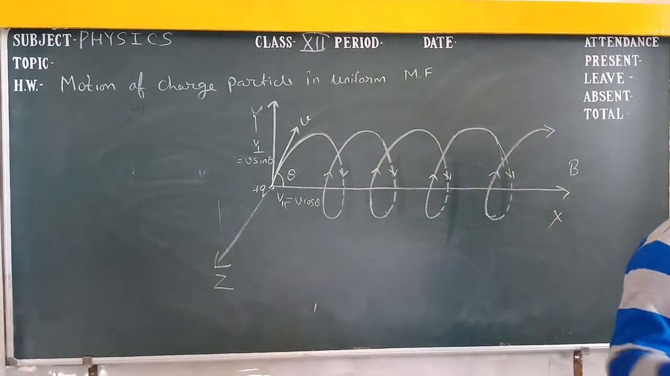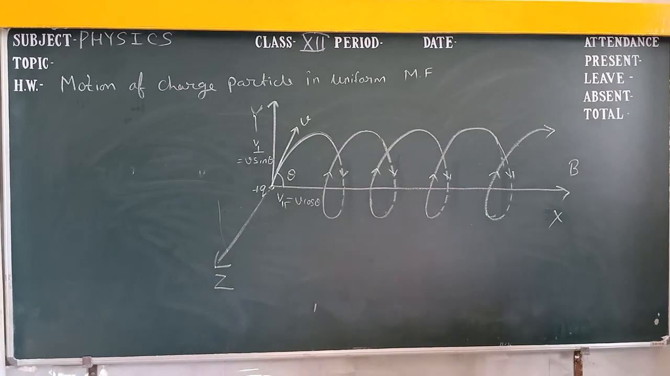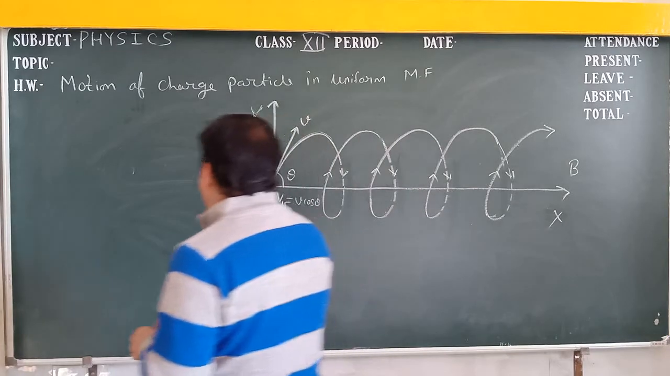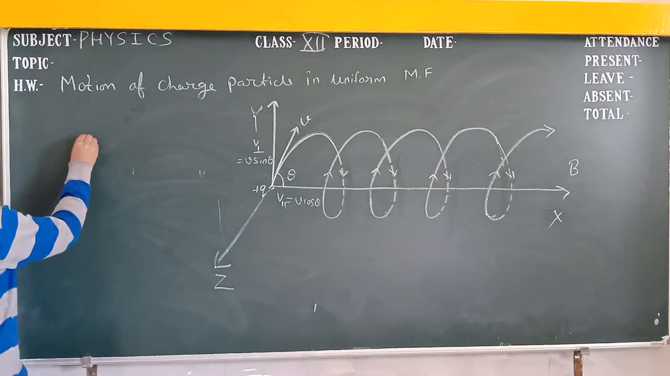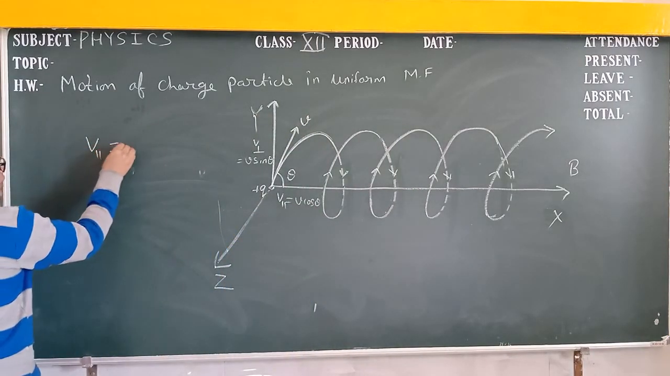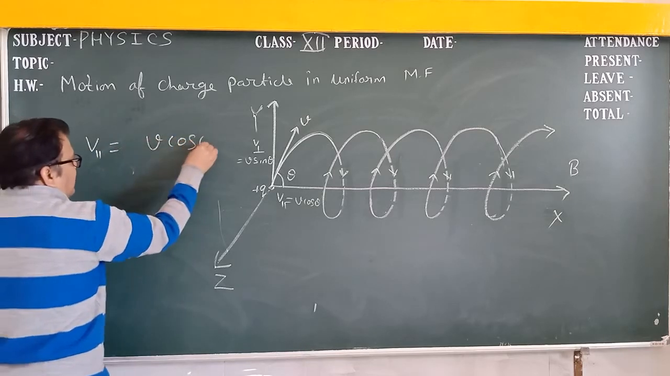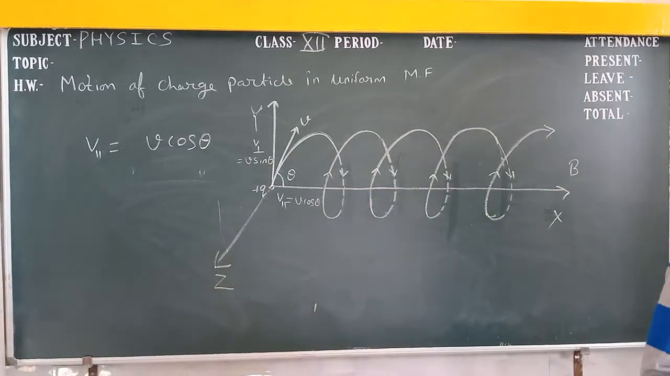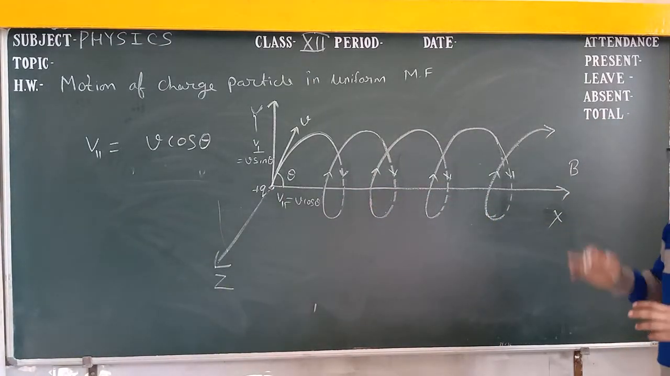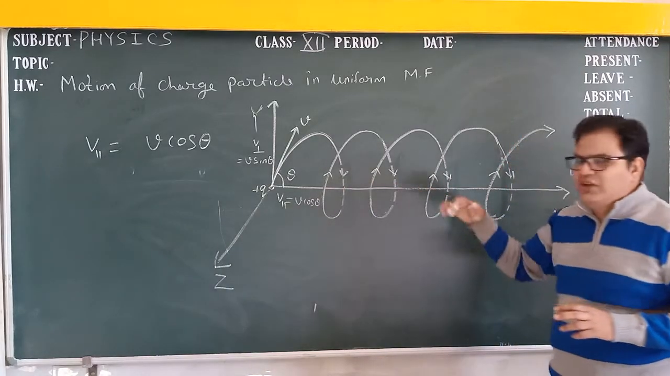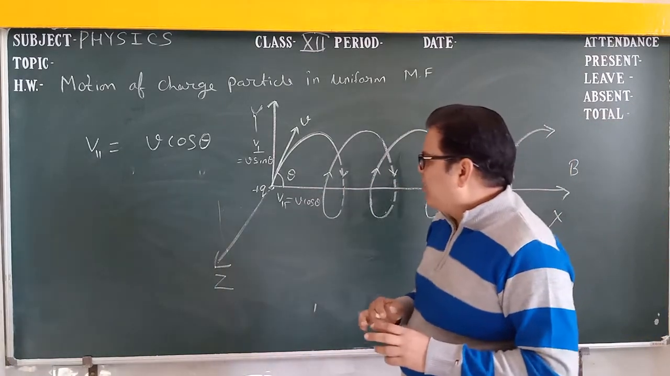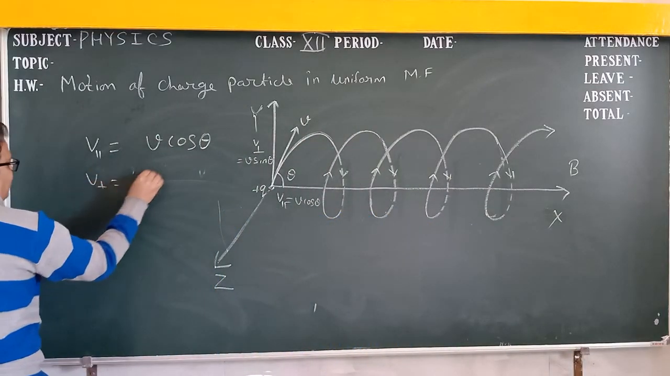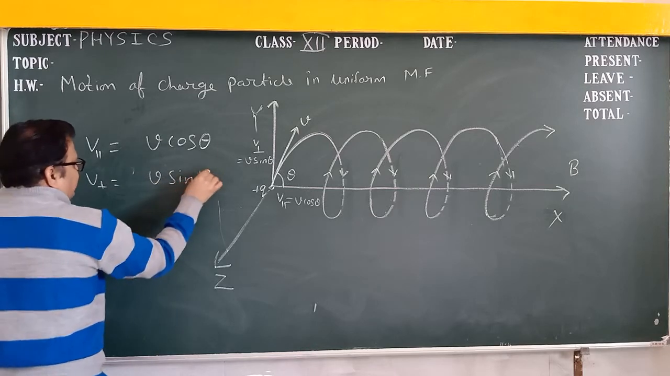We have resolved the two components, V sin theta and V cos theta. The component which is parallel to the magnetic field is V parallel equal to V cos theta. Student, due to this component, the particle moves in a linear motion, which I can discuss later. Here is the V perpendicular component, V sin theta.